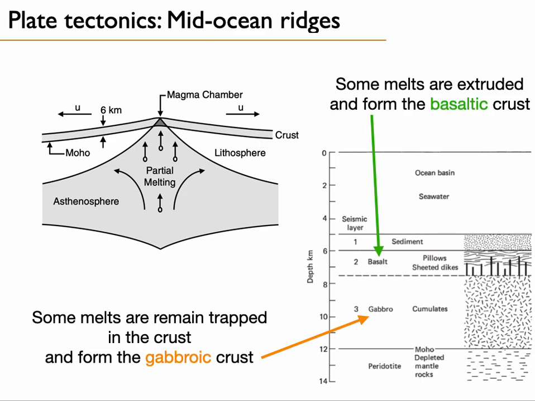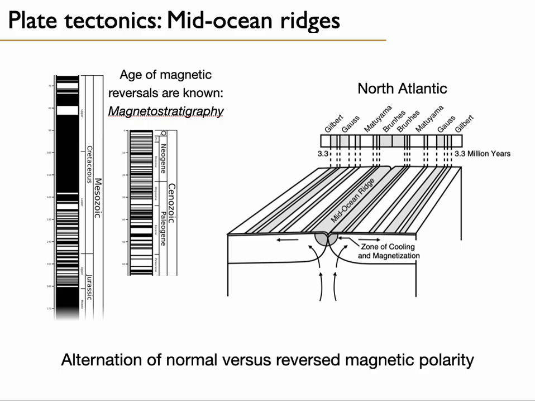Therefore, part of the liquid reaches the near surface or the surface directly, and it will form the basaltic crust with sequences of pillow lavas and sheeted dikes, and a big part of the melt remains trapped inside the lower oceanic crust, and actually forms the lower gabbroic crust. So the oceanic lithosphere, of standard thickness, can be several kilometers. So how do we know the history of mid-ocean ridges?